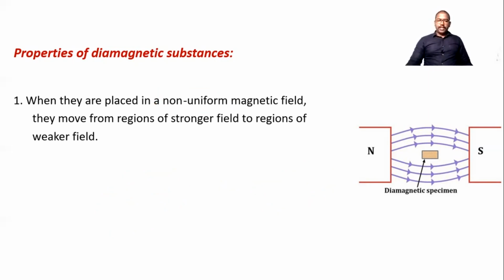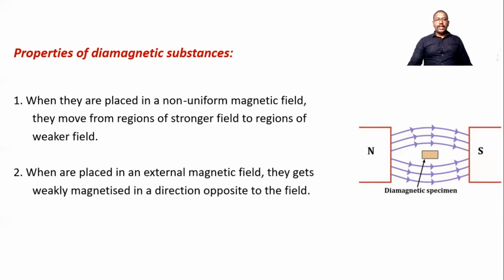Now, the second property is, when they are placed in external magnetic field, they get weakly magnetized in the direction opposite to the field. So when diamagnetic substances are placed in magnetic field, they are weakly magnetized in the direction opposite to the direction of field.